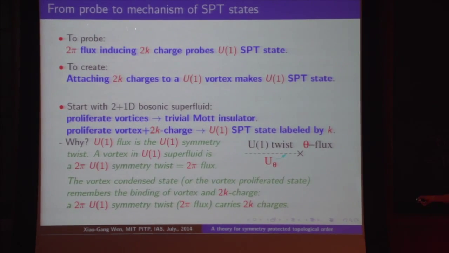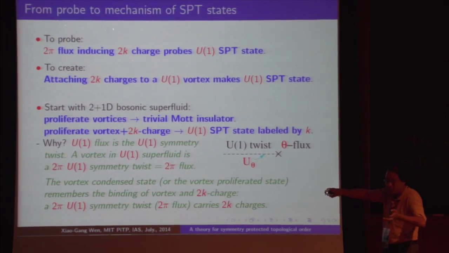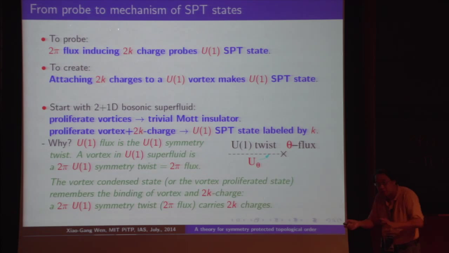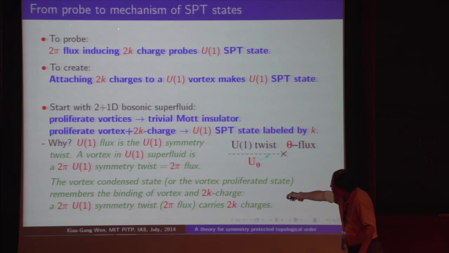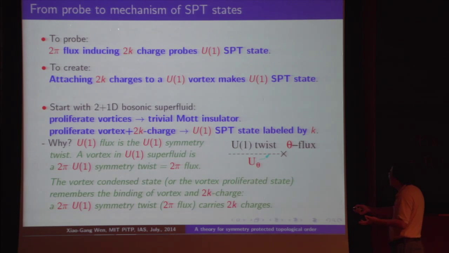And so the idea is this. If you start with a U1, a 2-dimensional bosonic superfluid, we know that if you proliferate these vortices, we will disorder the U1, we get a Mott insulator. And that is a trivial SPT state. But however, we can do something different. We can proliferate the vortex which is attached by 2K charge. We can add a 2K charge to the vortex, and proliferate this kind of vortex-charge bound states. If you do that, then you get SPT states labeled by K. So that is one way to do that. I won't try to explain that, but this is kind of a general mechanism.